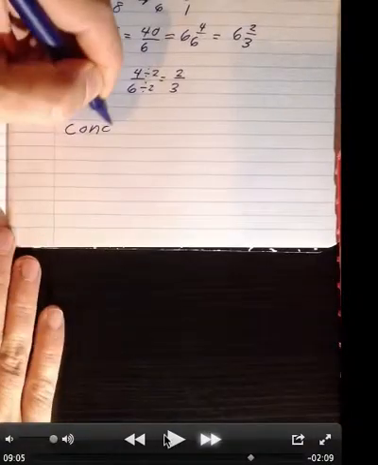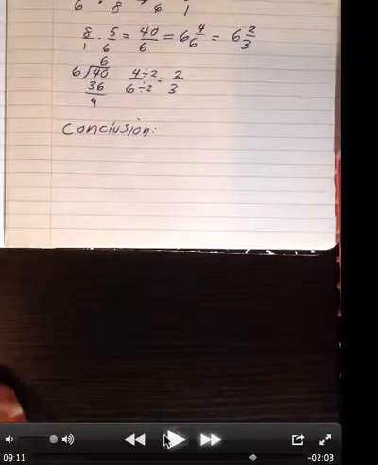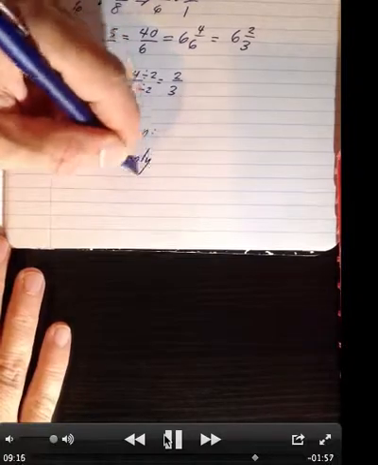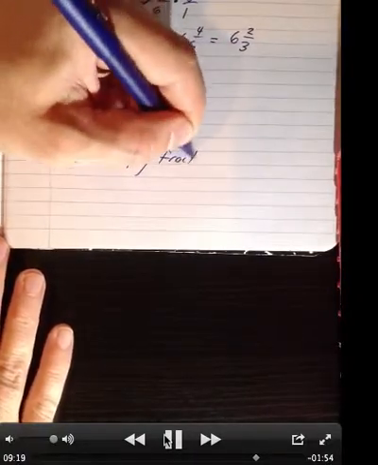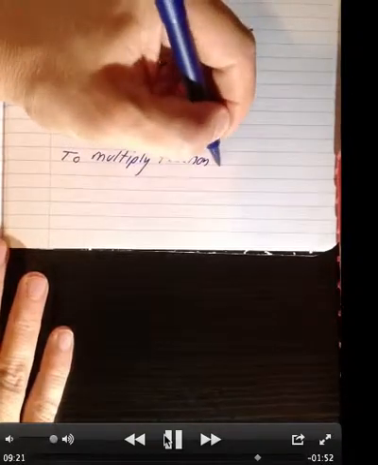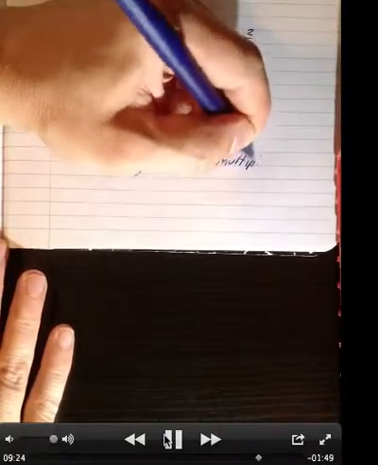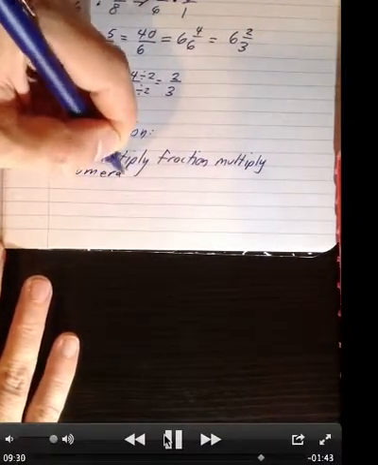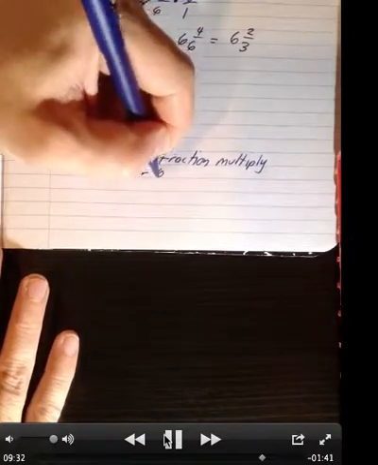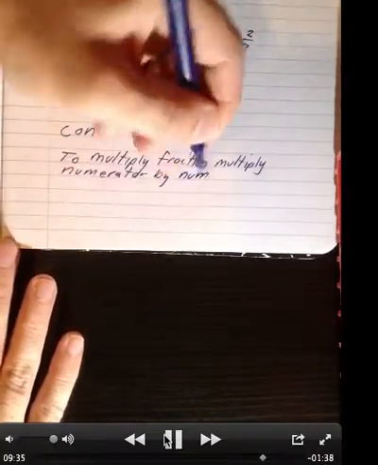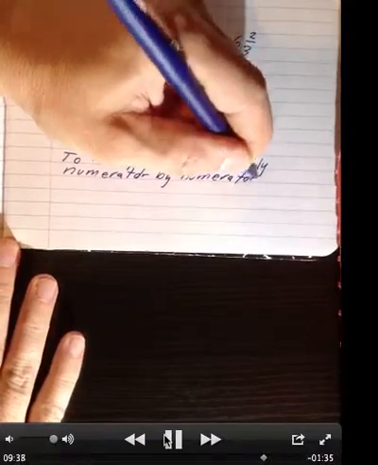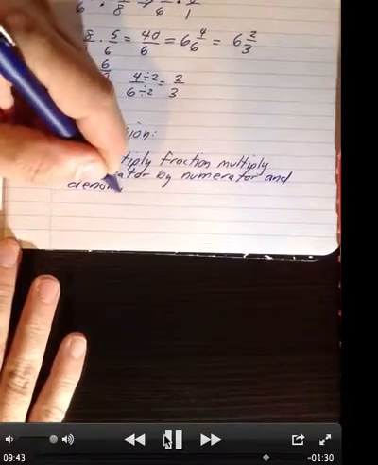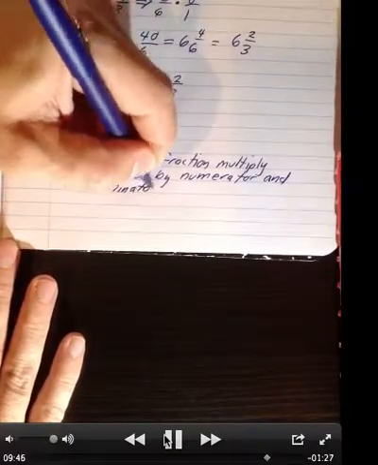So now I'd like you to write a conclusion. To multiply fractions, multiply numerator times numerator, and to divide fractions, multiply the first fraction by the reciprocal of the divisor, or the second fraction.